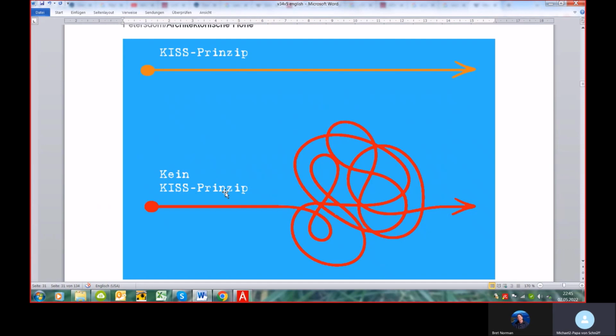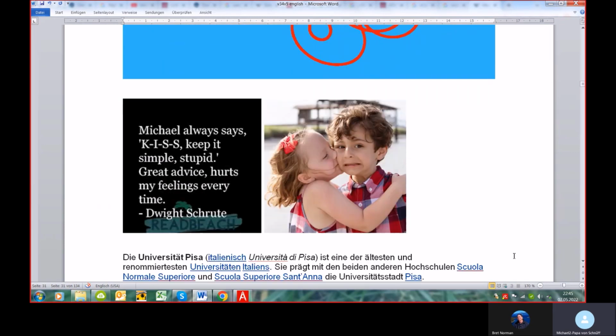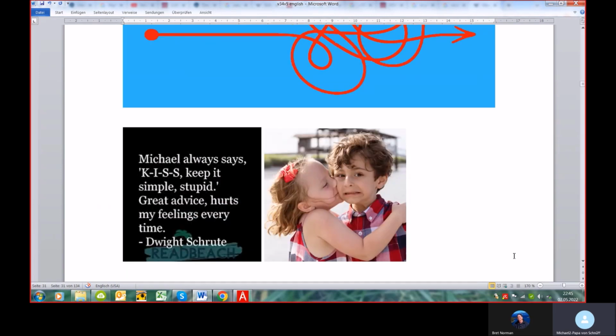Because they make it on purpose too complicated. But if you know that it is a Freemason temple, then you know that it's initial rite, and you know that only three shots are possible. Keep it simple, stupid. And I'm stupid. I have to look up everything. I have to ask everybody. I have to look upon books. I have to read things. Michael always says, keep it simple, stupid. Great advice. Hurts my feeling every time.